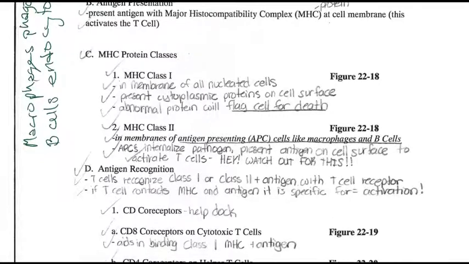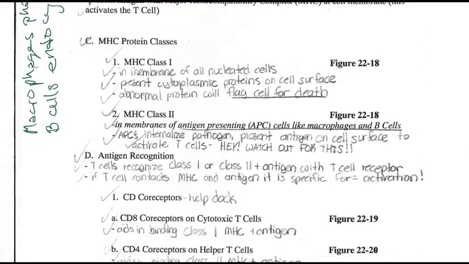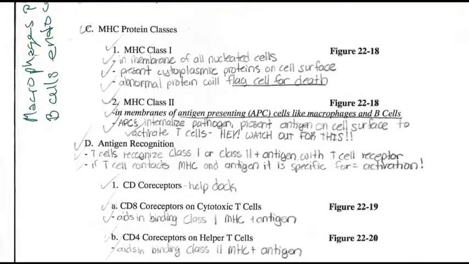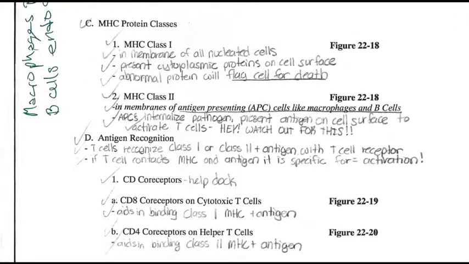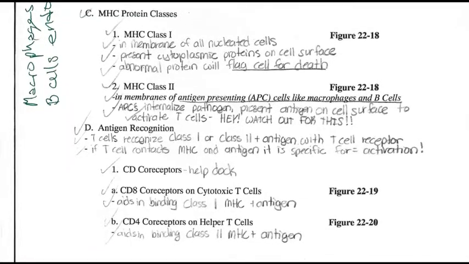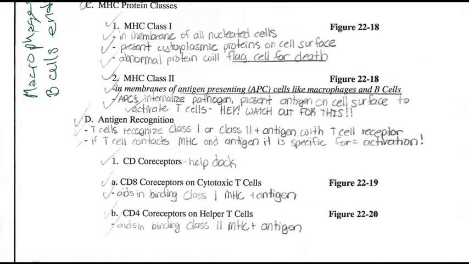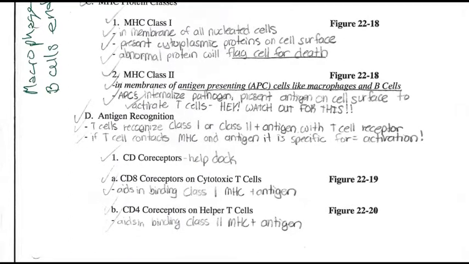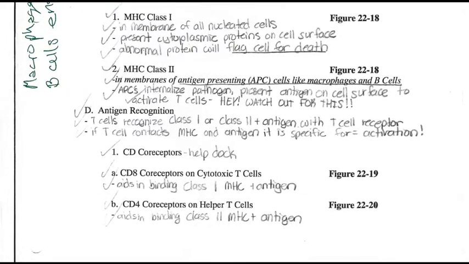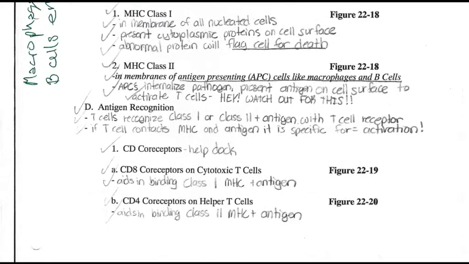Antigen recognition. T cells recognize class 1 or class 2 plus antigen with T cell receptor. If the T cell comes into contact with MHC and the antigen for which it is specific, activation occurs. The CD co-receptors help to dock. CD8 co-receptors on cytotoxic T cells aid in binding class 1 MHC plus antigen. CD4 co-receptors on helper T cells aid in binding class 2 MHC plus antigen.